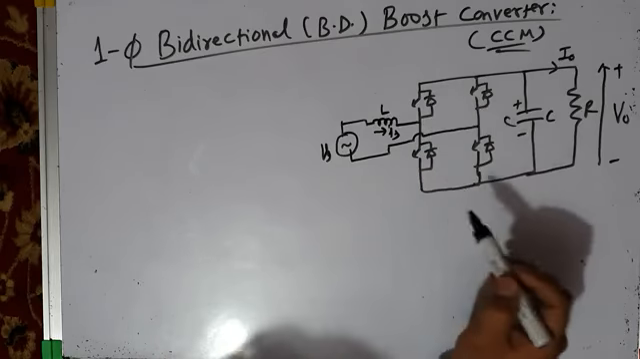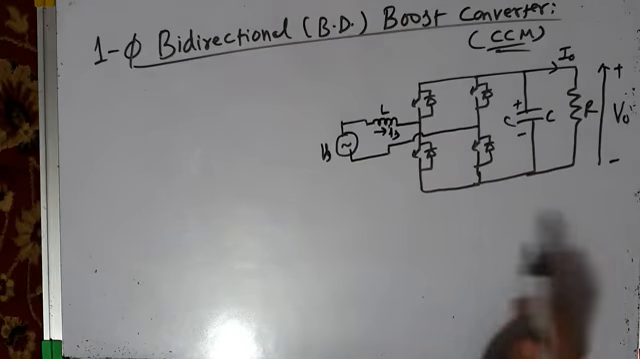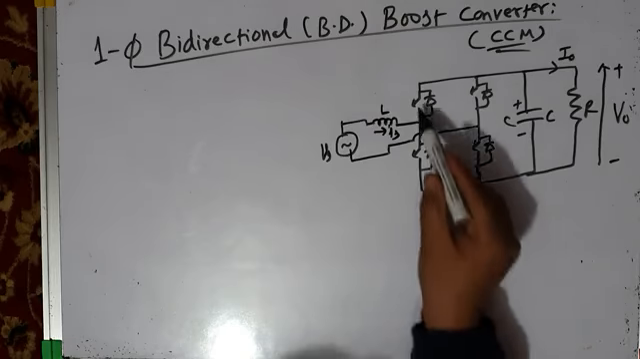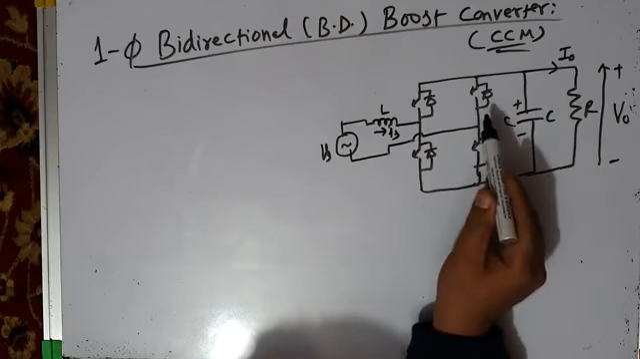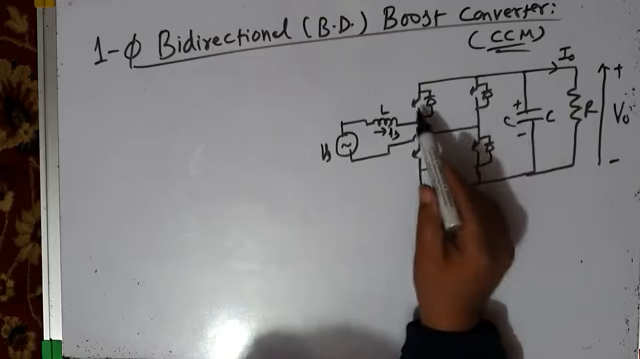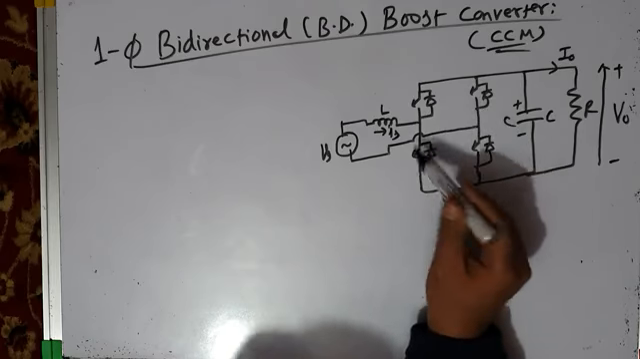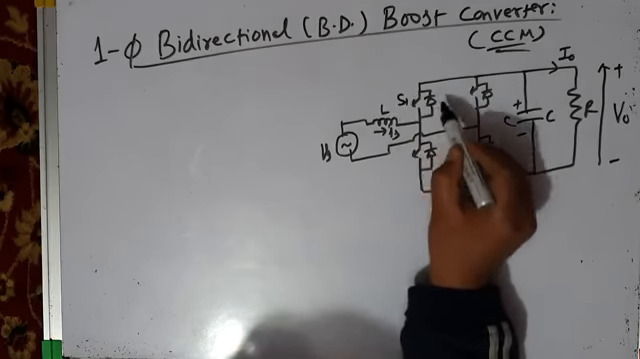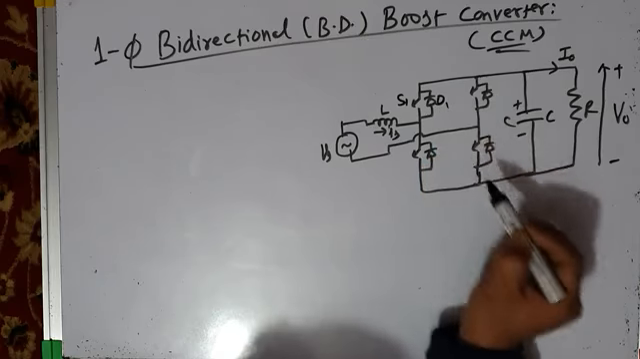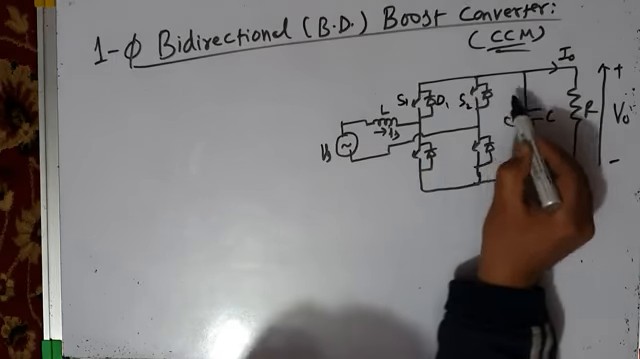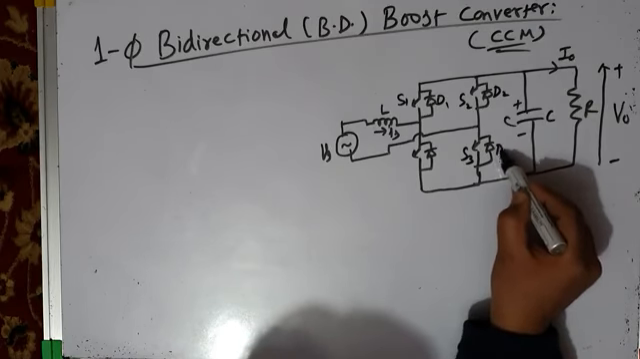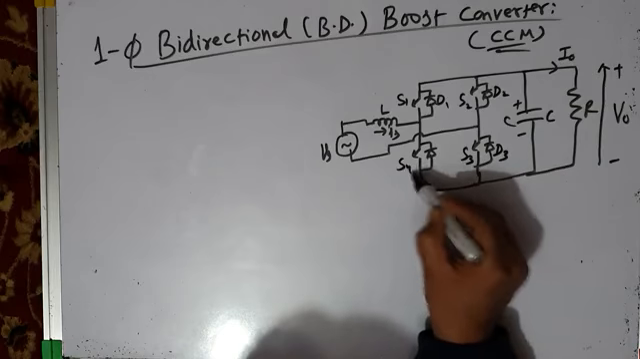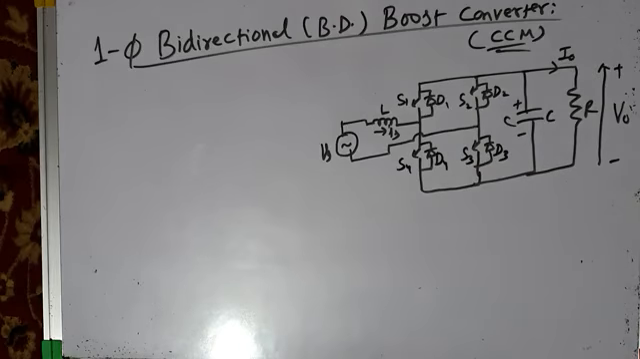This is the power circuit diagram of a single phase bidirectional boost converter. All the four switches may be IGBTs or power MOSFETs or power BJTs or GTOs, self-commutated power semiconducting devices, maybe IGBTs. So this is S1 with feedback diode D1. This is switch S2 with feedback diode D2. This is switch S3 with feedback diode D3, and this is switch S4 with feedback diode D4.